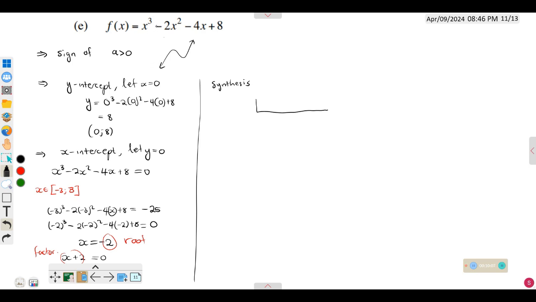And then you take the coefficients of all those terms right there. The coefficient of x cubed is 1. The coefficient of x squared is minus 2. The coefficient of x is negative 4. And then that one's just a constant, which is a plus 8. Then you put the root, which is negative 2, here. First rule is just bring down the first coefficient, which is 1. Then you take the negative 2, you multiply by the 1, it gives you a negative 2. You write it on top of the next term.